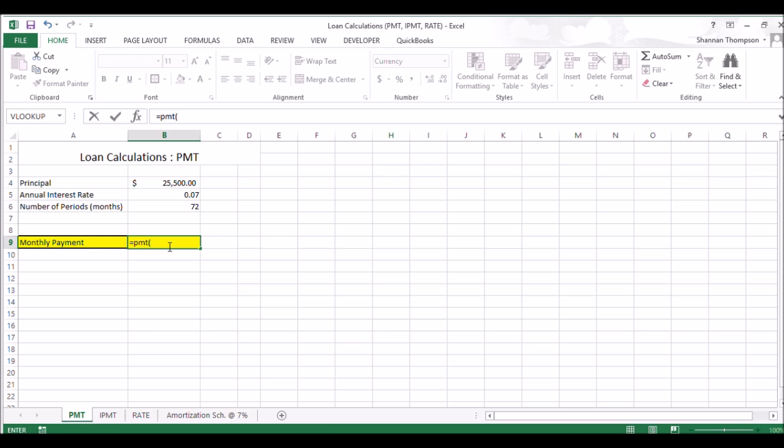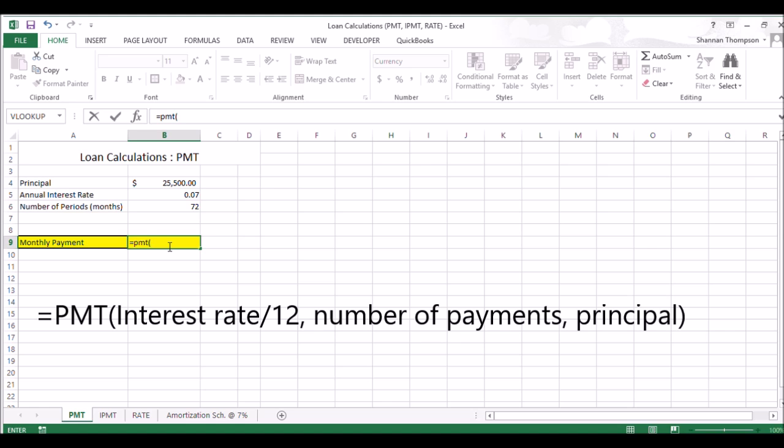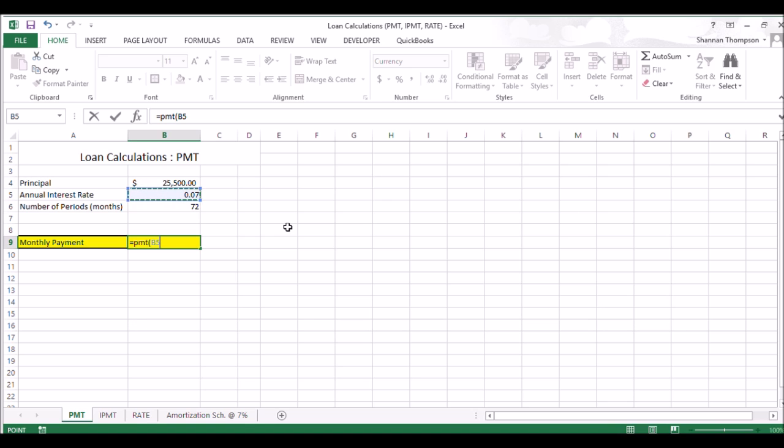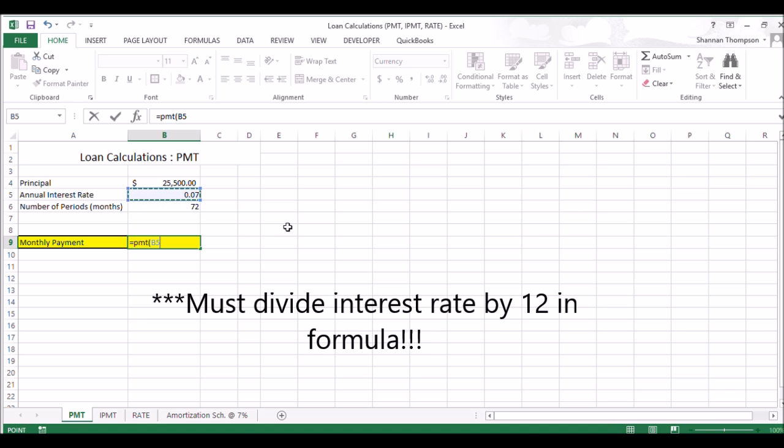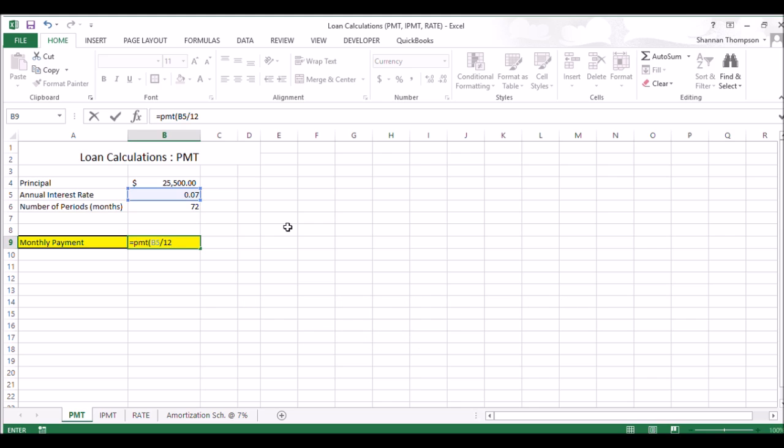The first part of this argument is going to be the interest rate, or the rate in the Excel formula. So we're going to put 7%. And it's essential that you put this in decimal form, otherwise it'll mess up your formula. And also that you divide your annual interest rate by 12, because you want to know what your monthly interest rate is in this Excel formula in order to calculate your monthly payment.